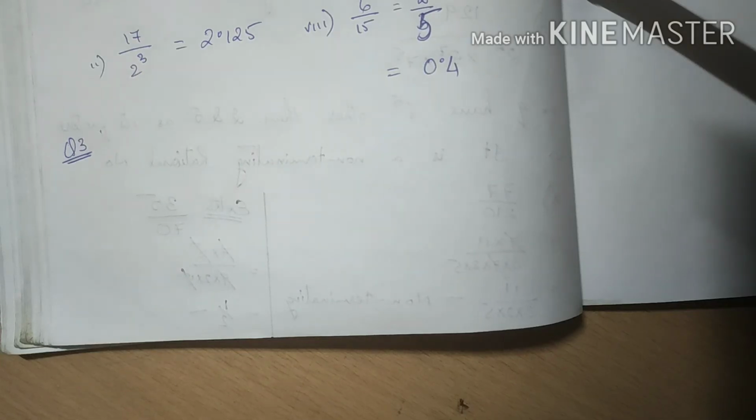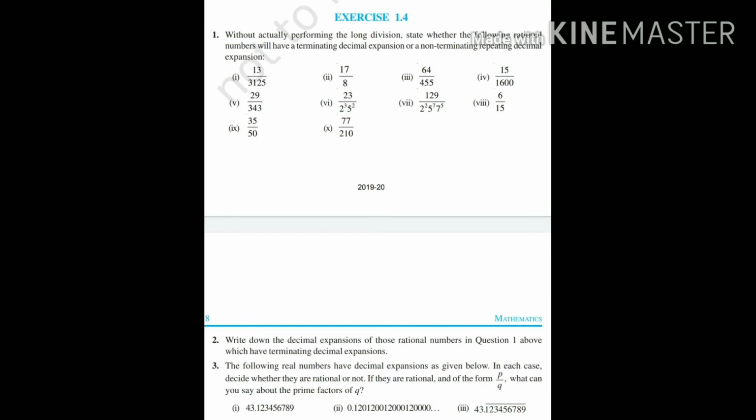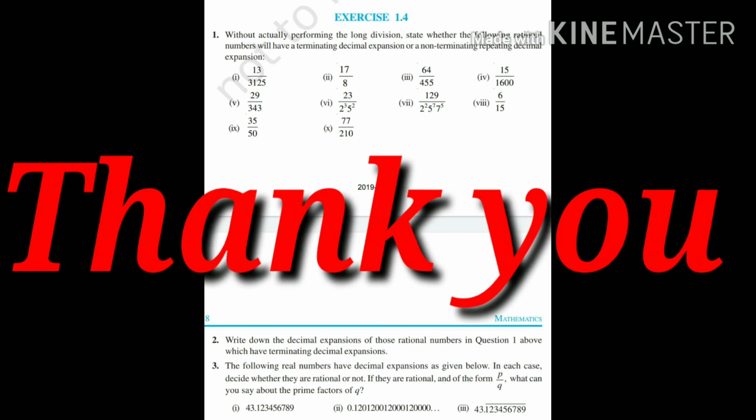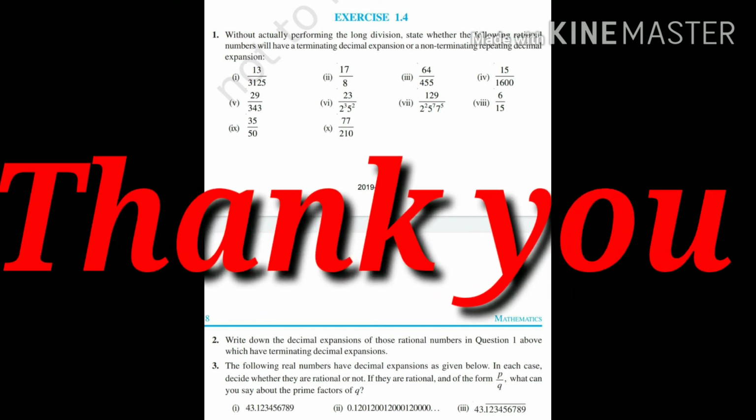And the last question of the chapter is, we need to say about the prime factors of q. So the first part is terminating, so prime factors will be 2 and 5, and the second part is non-terminating, non-repeating. So of course it is not a rational number first of all, so it cannot be written in the form of p by q, so there is no question of prime factors of q, right? And the third part is non-terminating repeating, so the q will have factors other than 2 and 5 alone. Okay, that's all we have to write here.